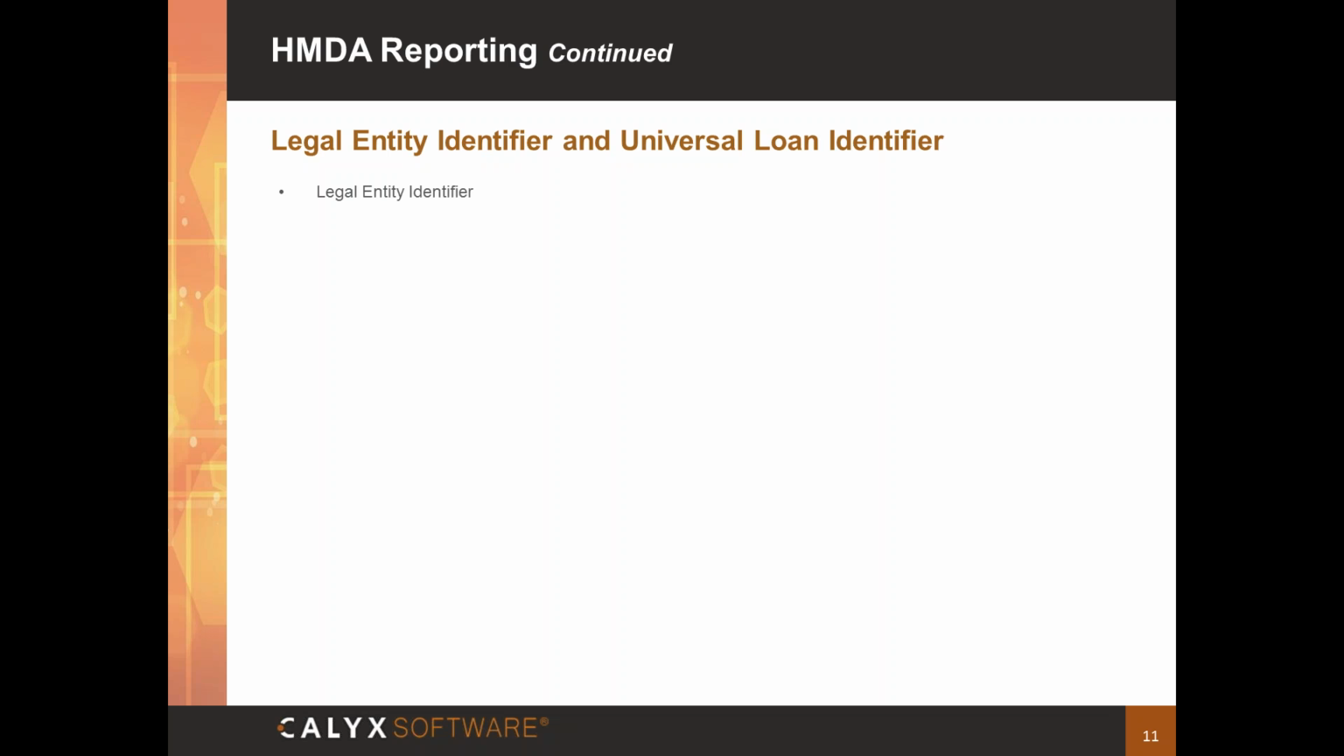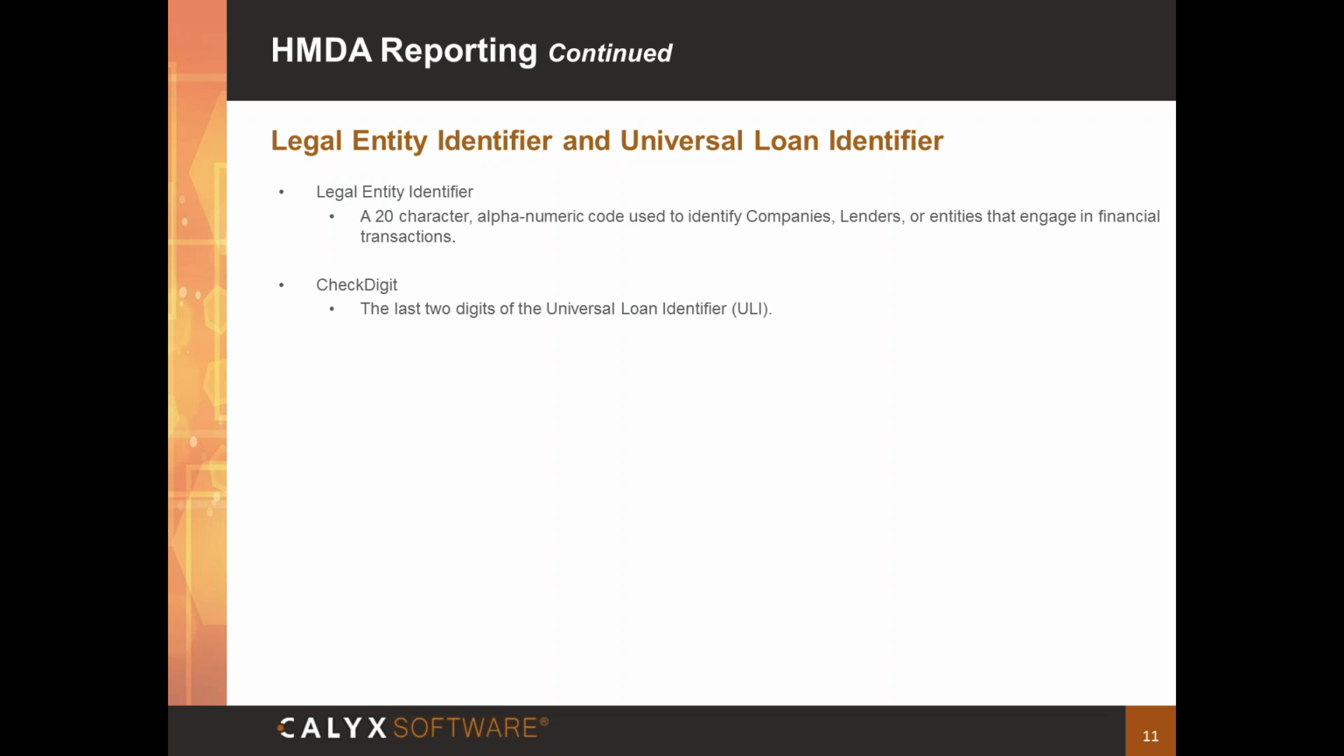Now we have gone ahead and added the legal entity identifier, which is a 20-character alphanumeric code used to identify companies, lenders, or entities that engage in financial transactions. With this, there is a check digit. The check digit is the last two digits of the Uniform Loan Identifier, which we have added as well.